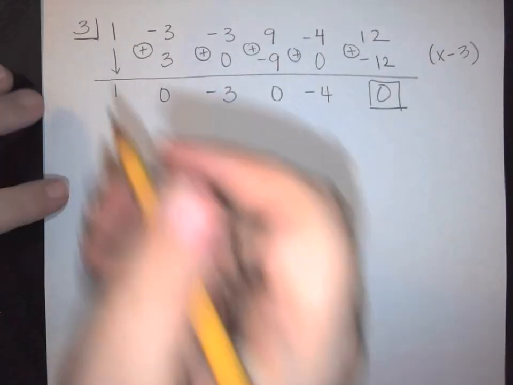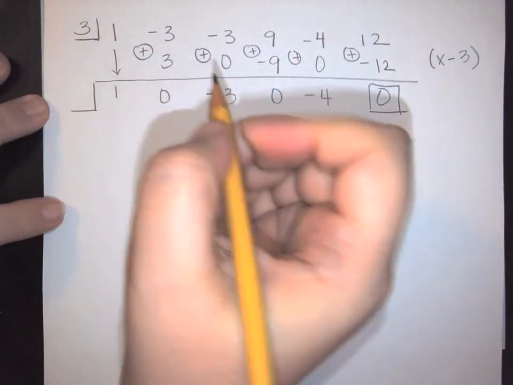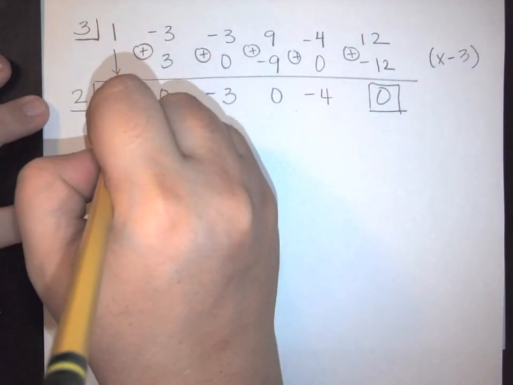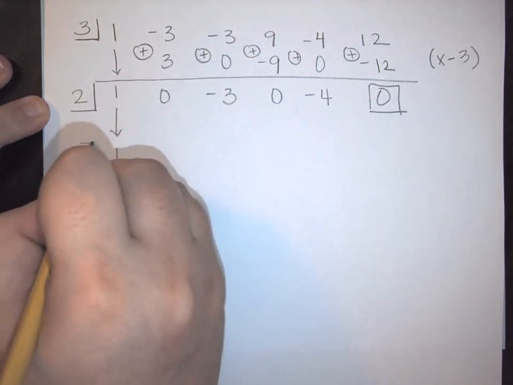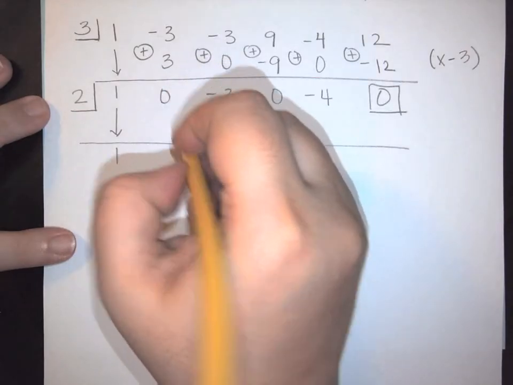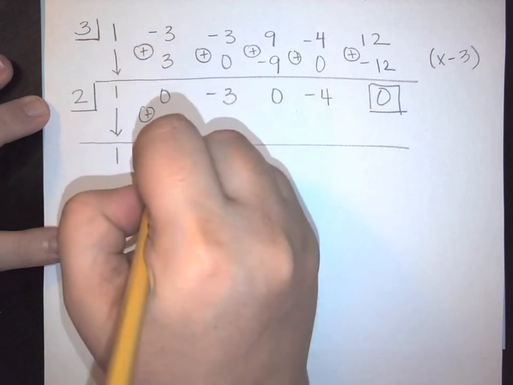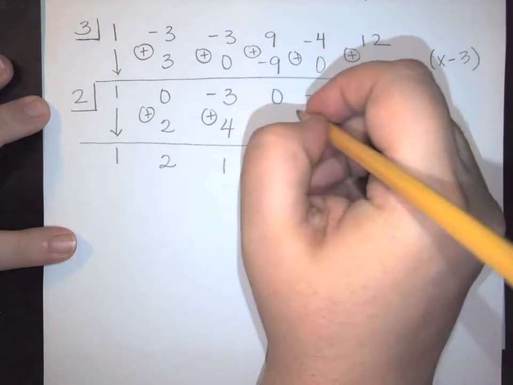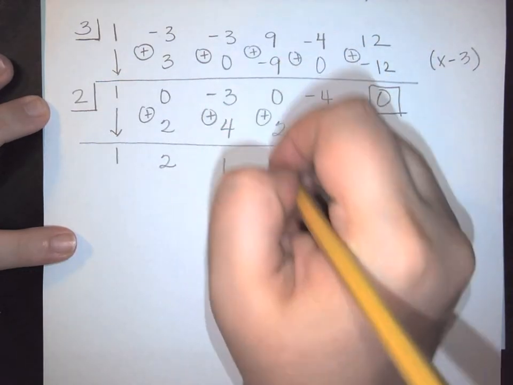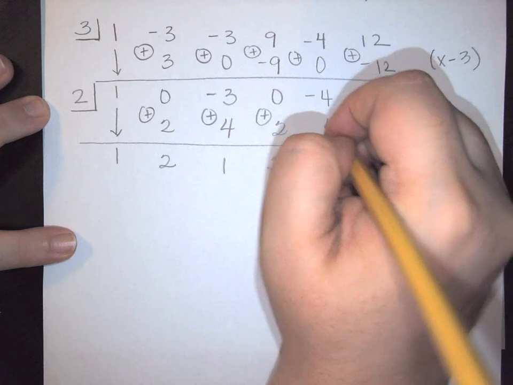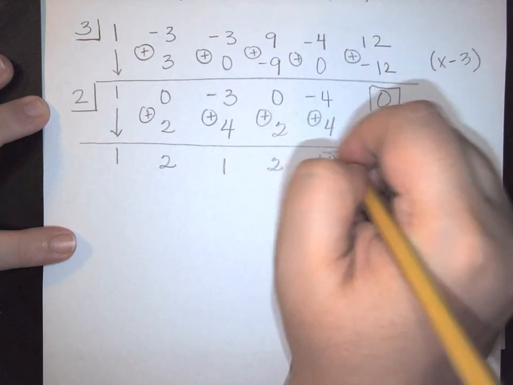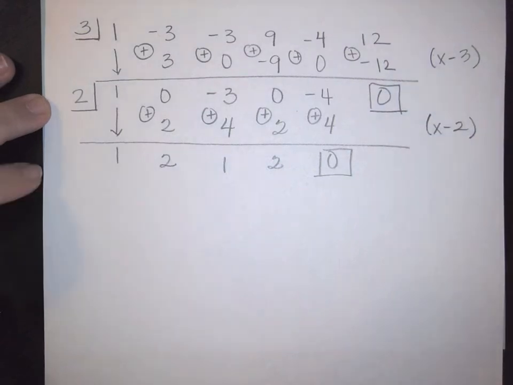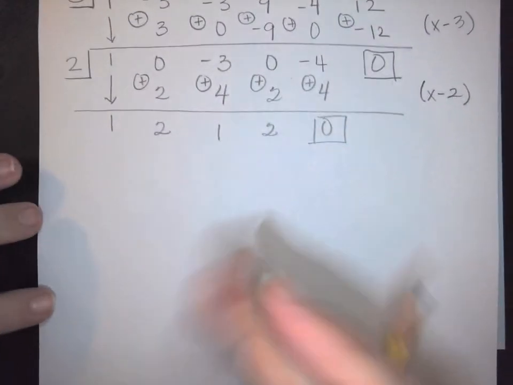Let's find the next. So again, I can open another box. I'm going to use 2. Pull this down as a 1. 2 times 1 is 2. Gives you 2. 2 and 2 is 4. Add gives you 1. 1 times 2 is 2. Add gives you 2. 2 and 2 is 4. When I add gives you 0. Again, that's what I want. So now I have x minus 2. 2 down, 3 to go.